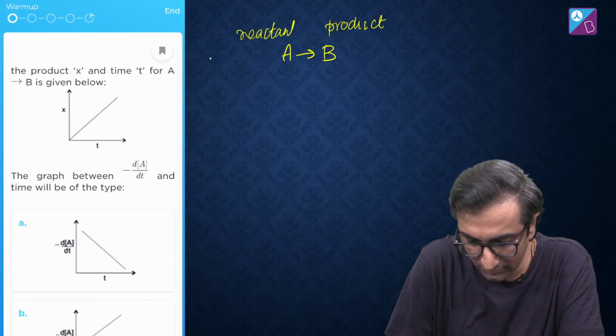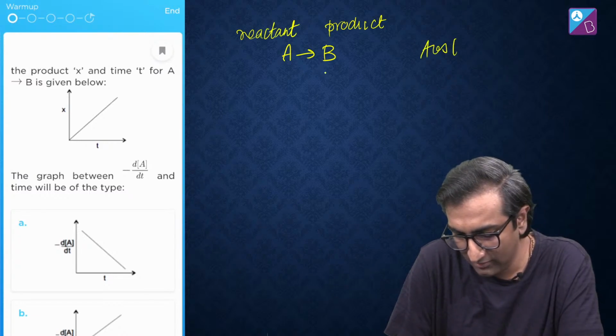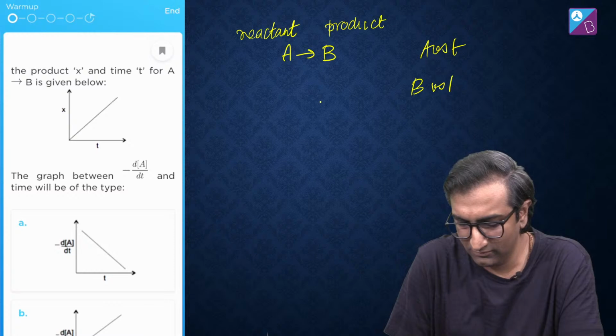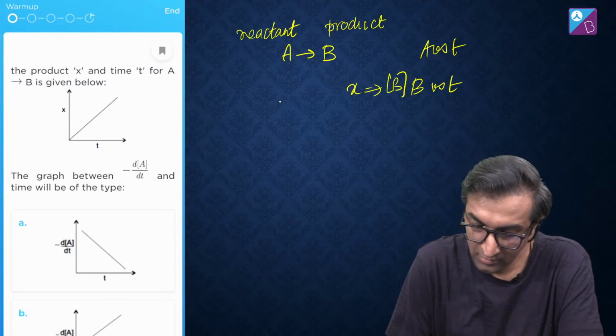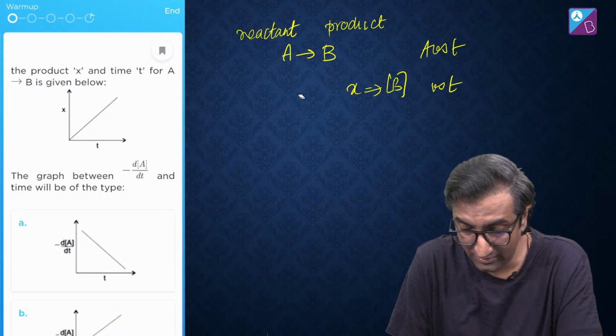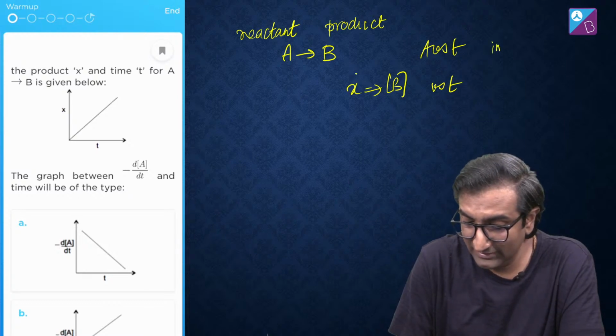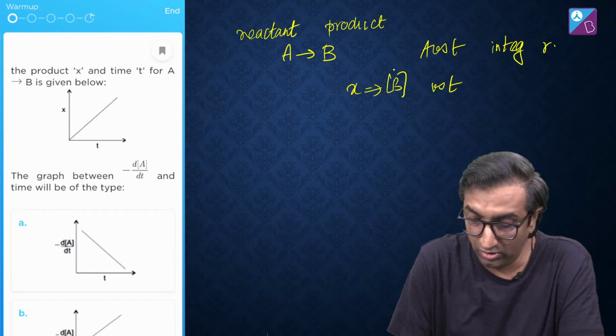Normally, you would plot A versus t. You can plot B versus t. That's what we're doing, right? x is basically the concentration of B. All right, sweet. That's out of the way. So this is the integrated rate law.